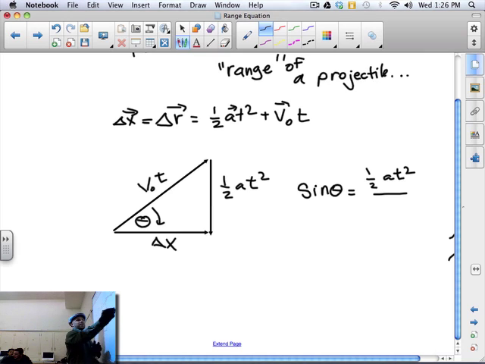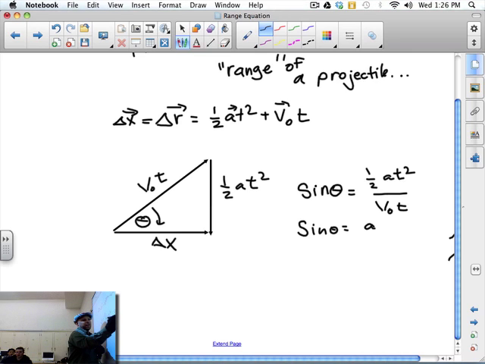Okay. I'm going to claim we only need sine and cosine here. And I'm going to make this a little simpler. I'm going to argue that sine theta is going to be, let's see, at over 2 v naught. Do you folks see how I got that? Yes. Okay.